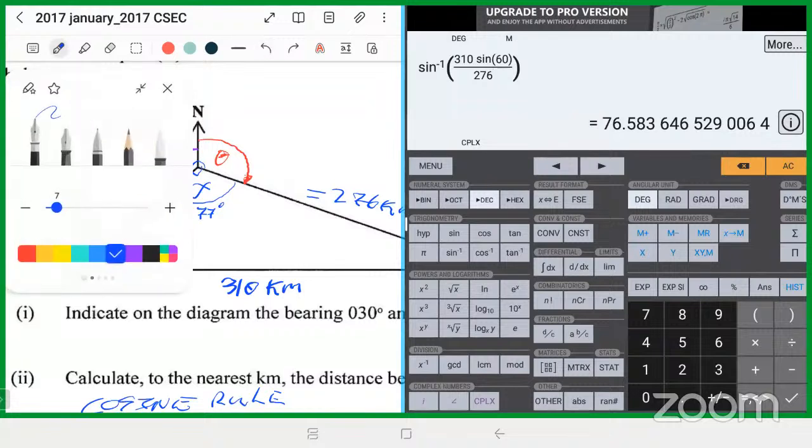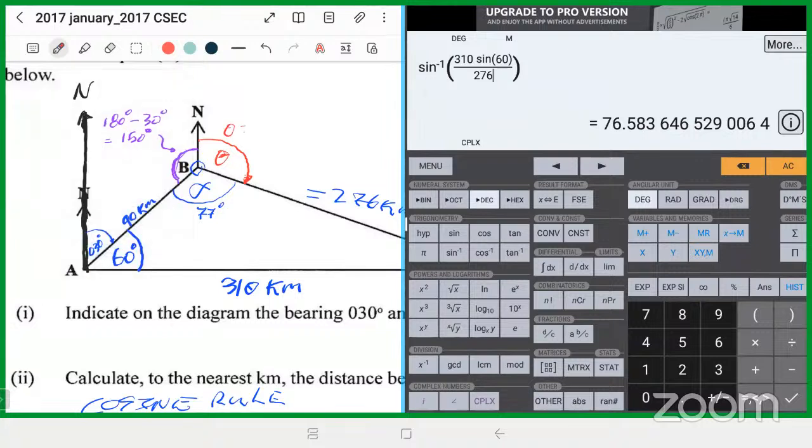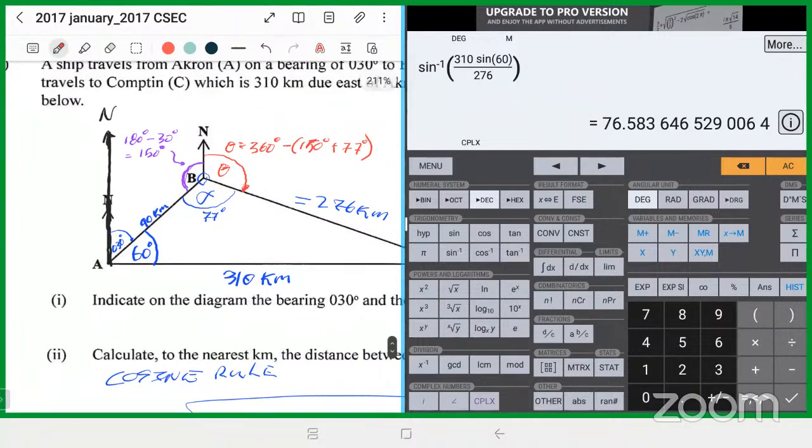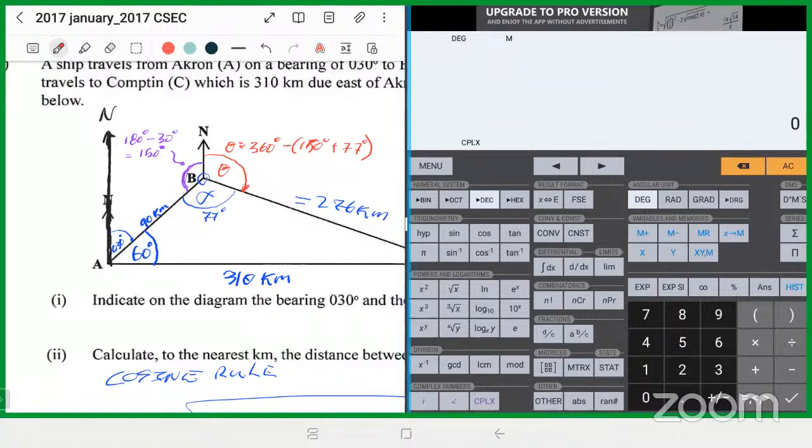Let's put it. The angle that we want, theta, becomes 360 minus the 150 and the 77. I'll leave it on the diagram. Sum of those two. All right. So it's 360 minus 150 and also minus 77.